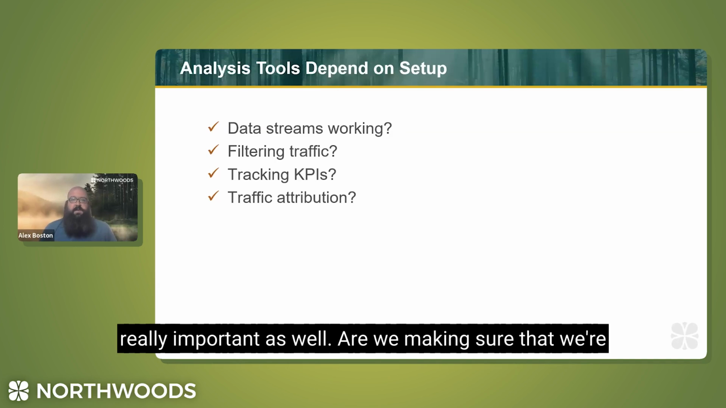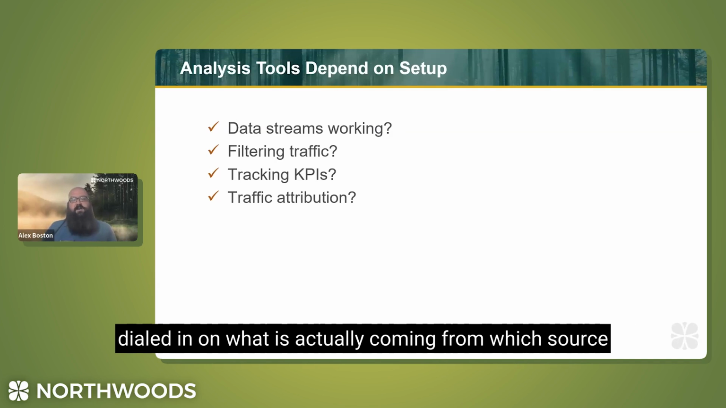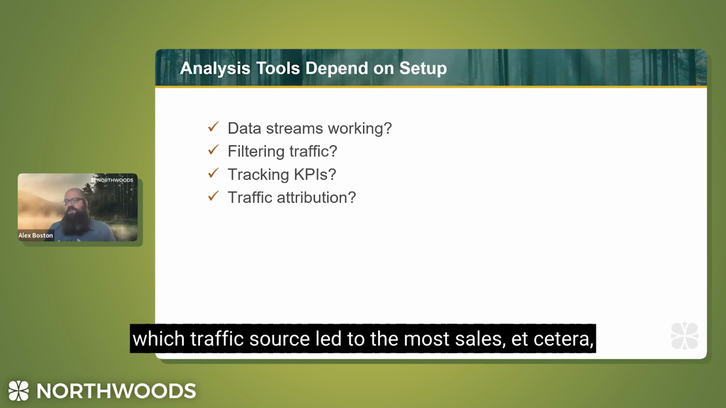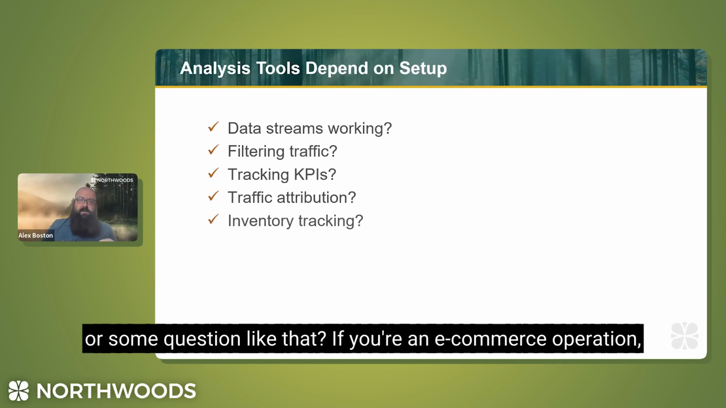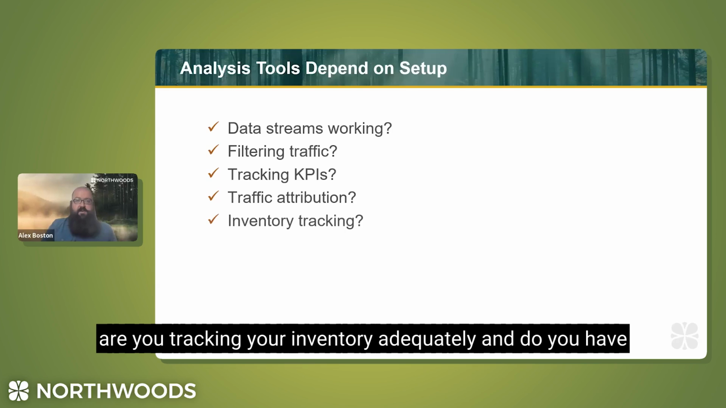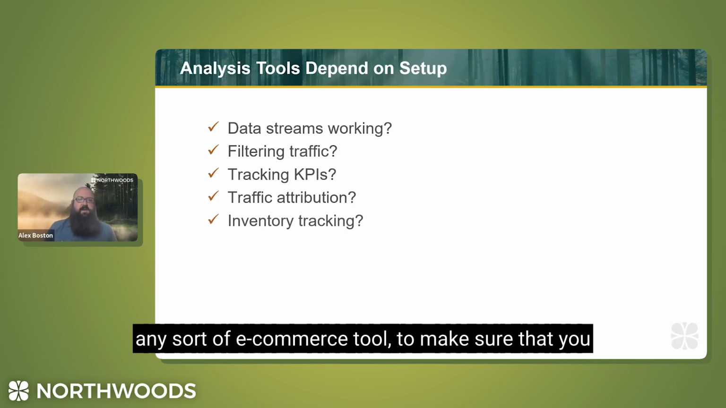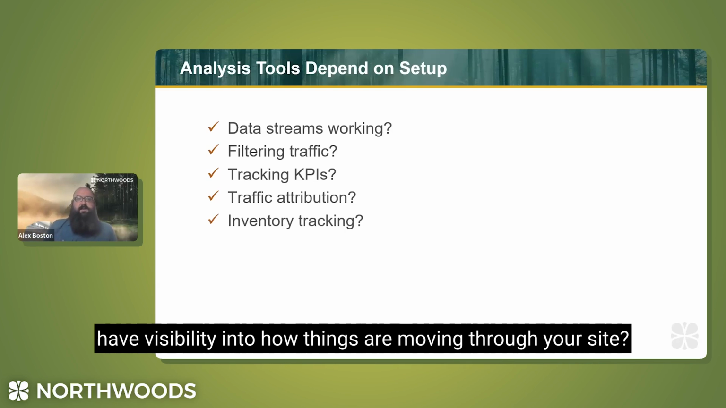Attribution is really important as well. Are we making sure that we're dialed in on what is actually coming from which source, so that we can drill in later and find out which traffic source led to the most sales, or some question like that? If you're an e-commerce operation, are you tracking your inventory adequately? And do you have some tool in mind, whether it's GA or Shopify or any sort of e-commerce tool, to make sure that you have visibility into how things are moving through your site?